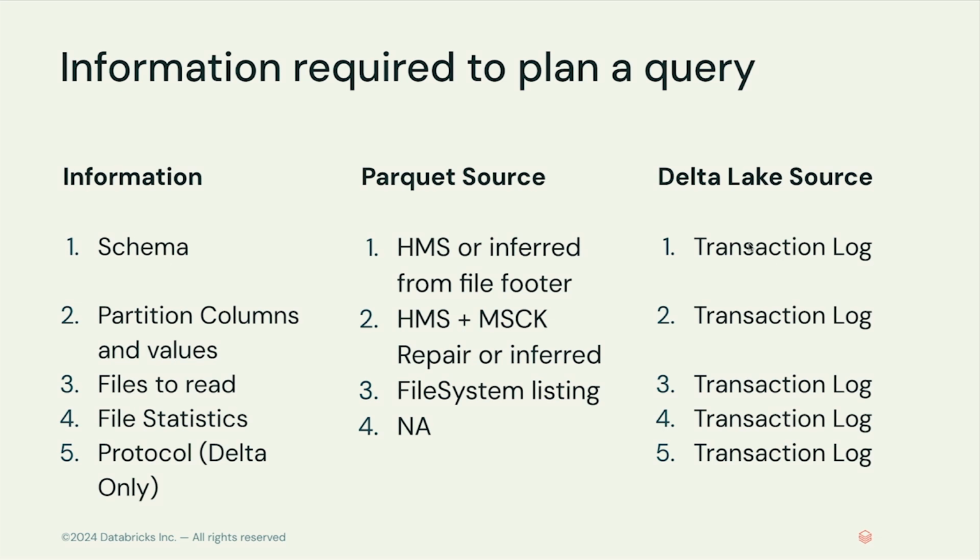All right, then we have file statistics. So these are min and max values about the file. With Parquet sources, you can argue they exist, but you have to go read this thing called the footer and then get the statistics, but you still have to read something, you have to list something, you have to get something. With Delta Lake, it's all stored in the transaction log.